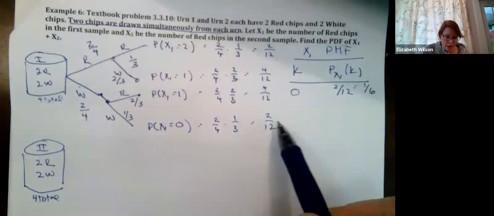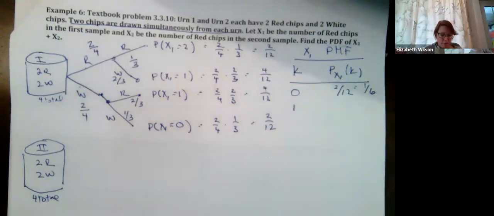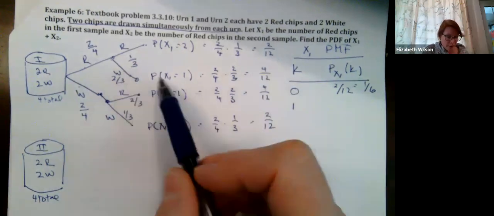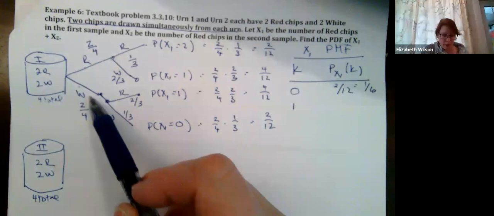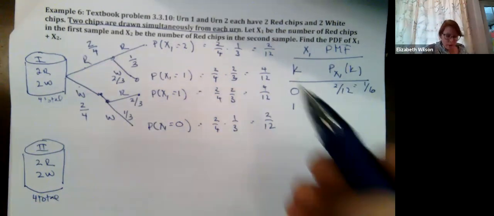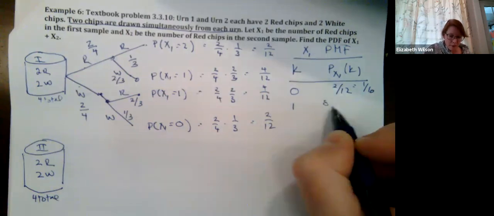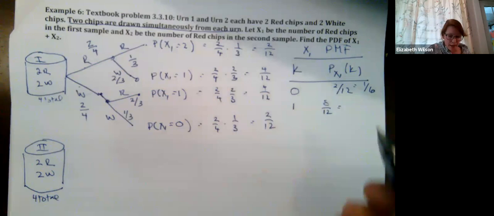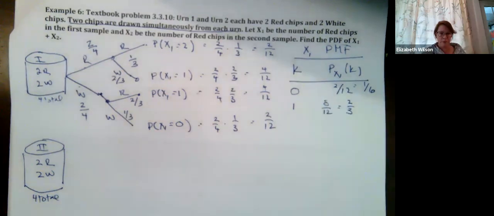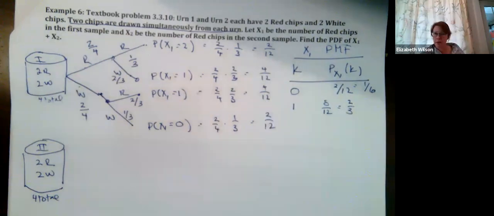Now the probability that k is equal to 1. We have 1 red chip coming out. Well, I've got 2 different possibilities. I could get a red chip then a white chip, or a white chip and then a red chip. So I'm going to sum these up. 4/12 plus 4/12 is 8/12. I can simplify that by dividing both by 4 to get 2/3. That comes from this path plus this path. I have 2 different ways of getting there.